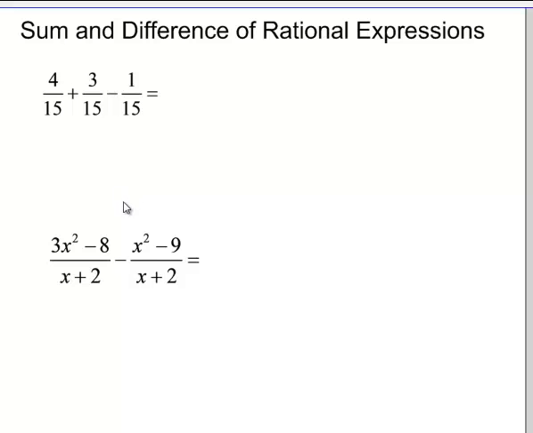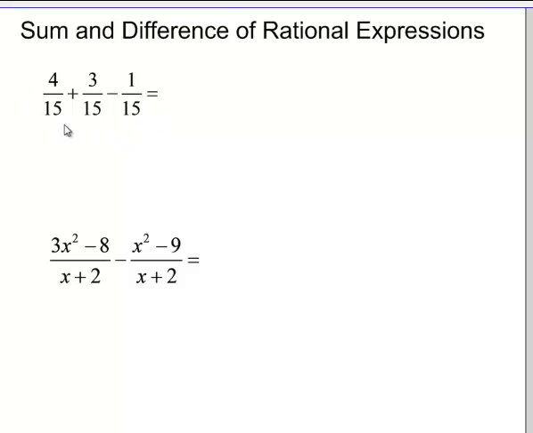In this video, we are going to start talking about sum and difference of rational expressions. In this first example, we have a sum and difference. We are going to add and subtract three fractions. And I can tell that those are rational expressions as well because all fractions are rational expressions.